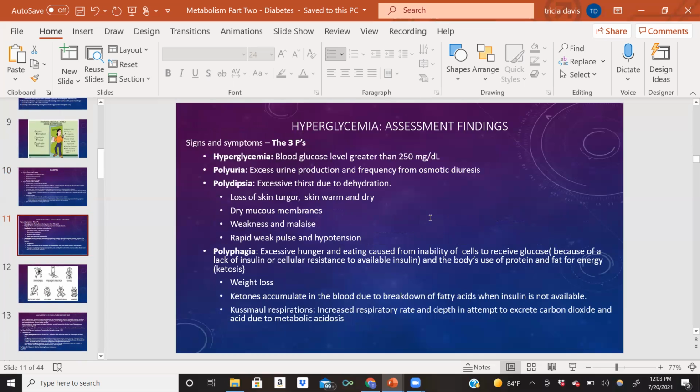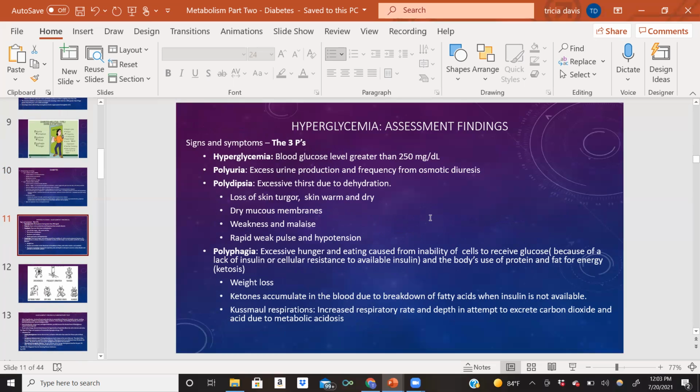All right, so let's talk a little bit about hyperglycemia. Hyper, we know, is anything that's increased. Glycemia, we're talking about glucose. So hyperglycemia is increased glucose levels. For our patients, our signs and symptoms, we're talking about blood glucose levels greater than 250.